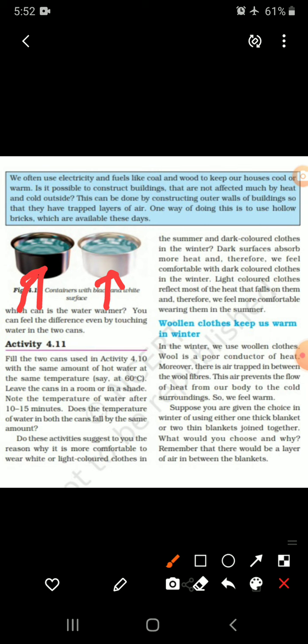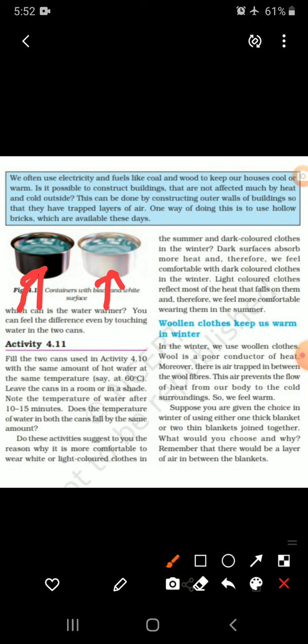Dark surfaces absorb more heat and therefore we feel comfortable with dark color clothes in the winter. Light color clothes reflect most of the heat that falls on them, and therefore we feel more comfortable wearing them in the summer.